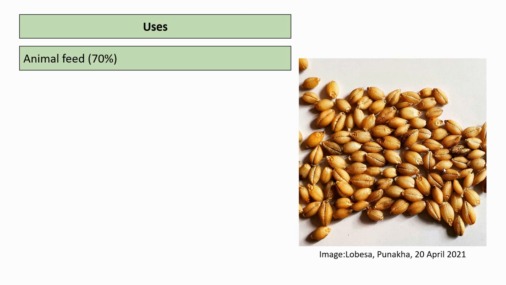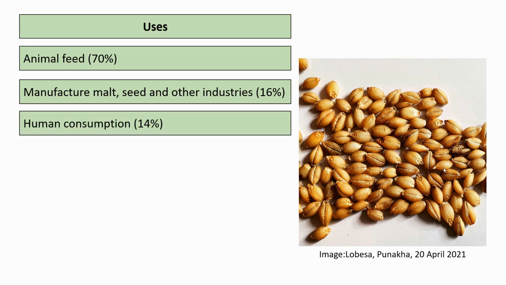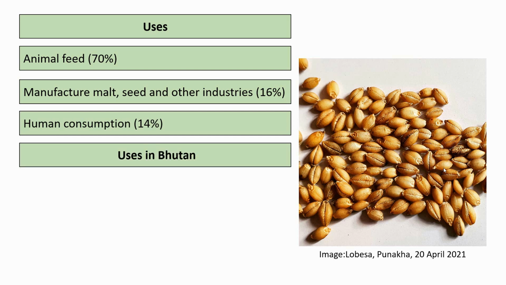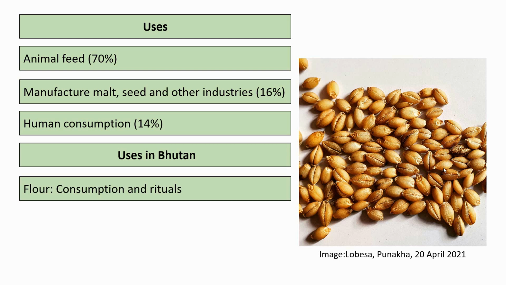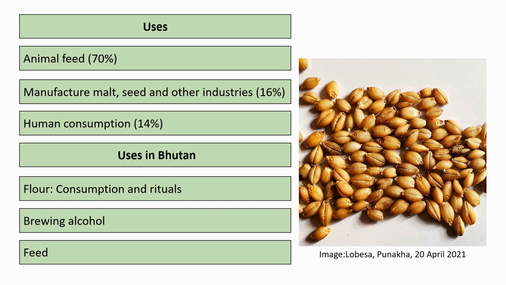Uses. It is commonly grown as an animal feed, which comes about 70% in the world production, both fresh and as grains. About 16% of the world production is also used to manufacture malt, seed, and in other industries. 14% of the world production is used for human consumption in various forms. Uses of barley in Bhutan. The flour is used for consumption as well as for ritual ceremonies. The grains are also used for brewing alcohol and barley is also commonly grown as winter feed for cattle.